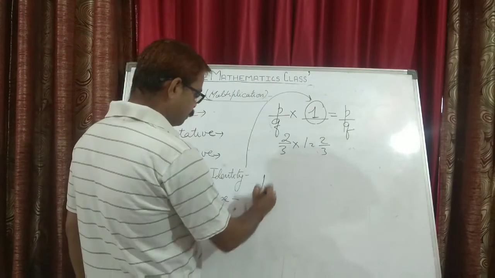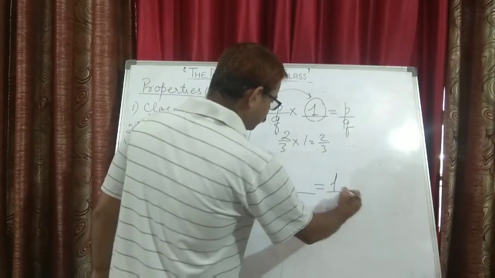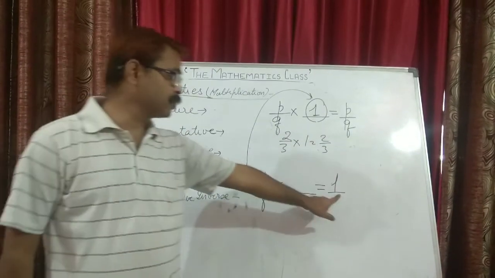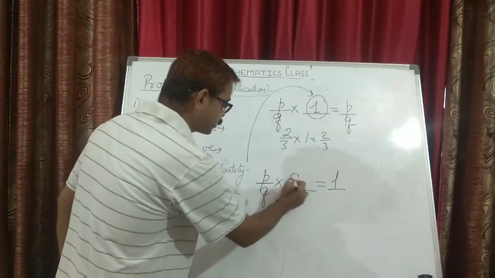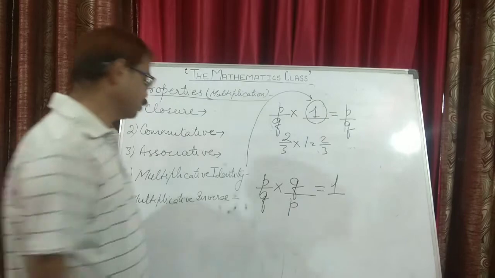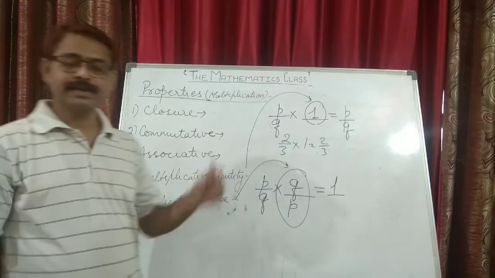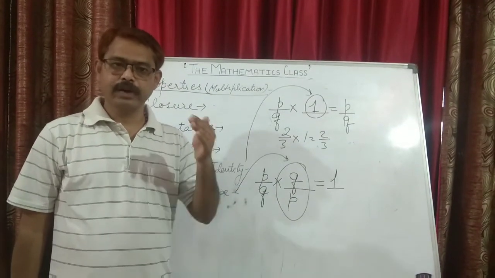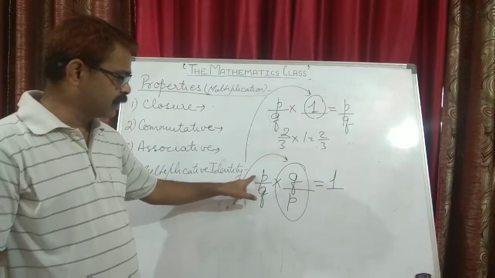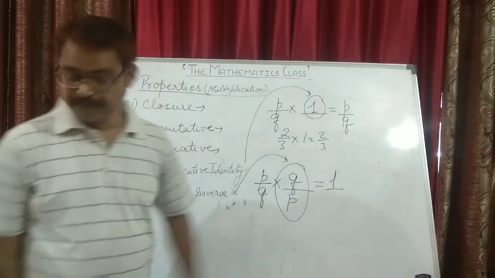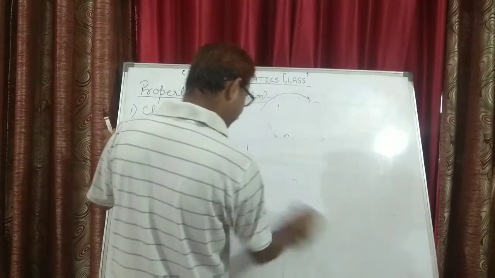Suppose I say P upon Q. What is to be multiplied to P upon Q to get 1 or to get the multiplicative identity? So your answer will be simply the inverse of this, that is Q upon P. So this Q upon P is known as the multiplicative inverse. It means in the set of rational numbers there always exists a number which multiplied to a given number gives back the multiplicative identity. Let's talk about multiplicative inverse.